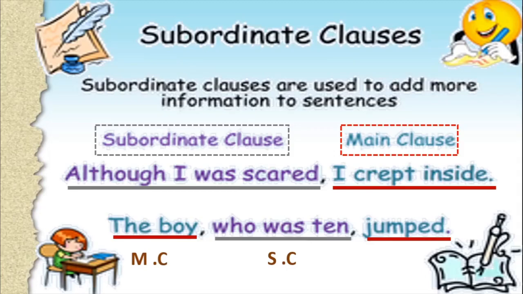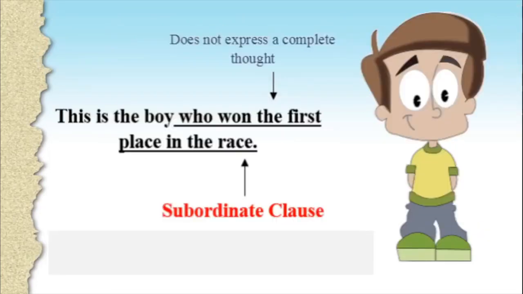Now let's move on and let us see one more example. See, the boy who won the first place in the race. So this is the boy. So this is the main clause, this is the boy. Who's the boy? The boy that you can see standing here in the picture is the boy. So what information do you want to give about the boy? So this is the boy who won the first place in the race.